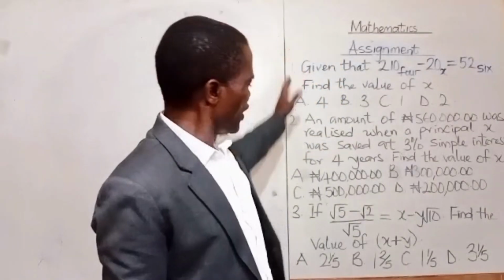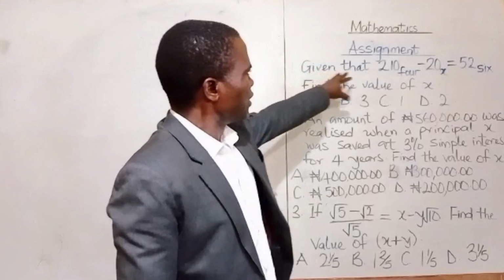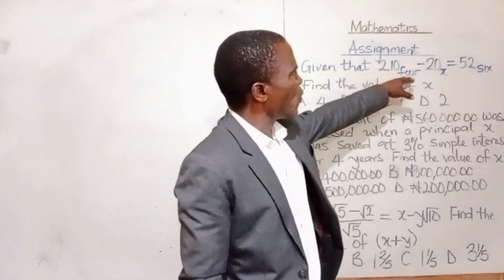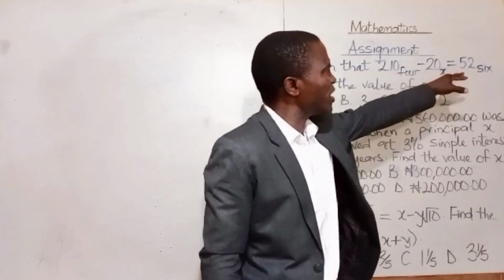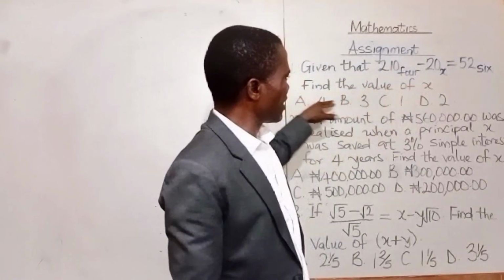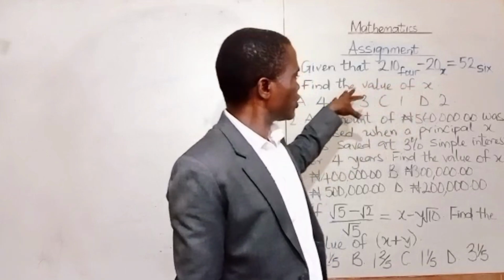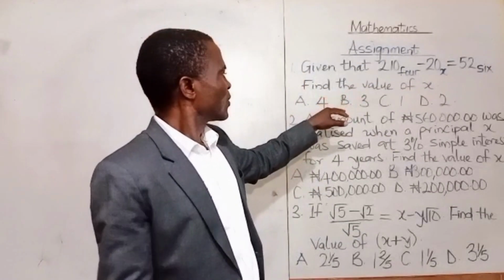We have 3 assignments here. This is number 1. Given that 210 base 4 minus 20 base x is equal to 52 base 6, find the value of x. Here are the options. Choose the appropriate option and forward it to the comment section.